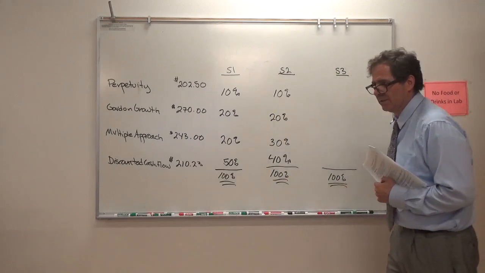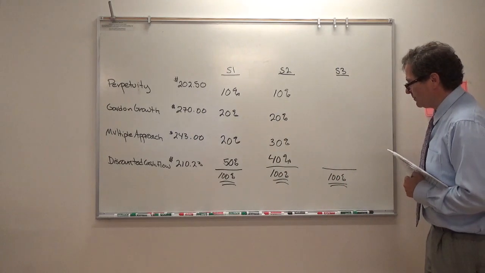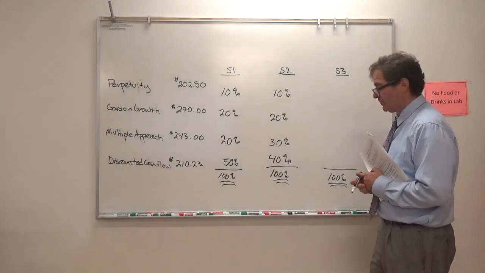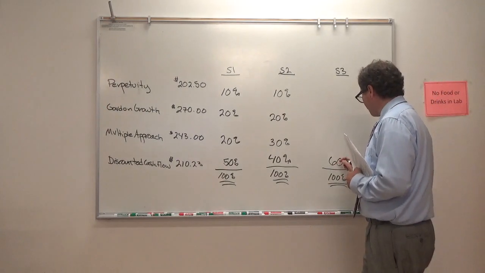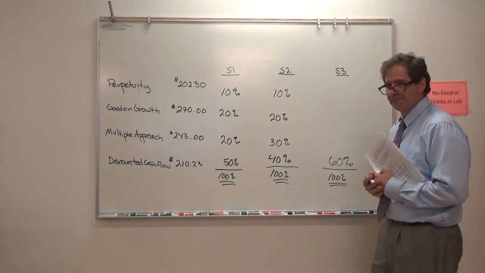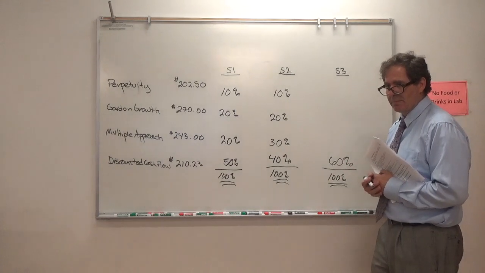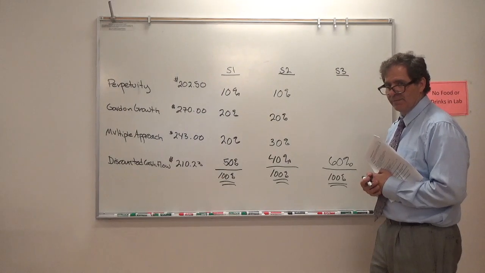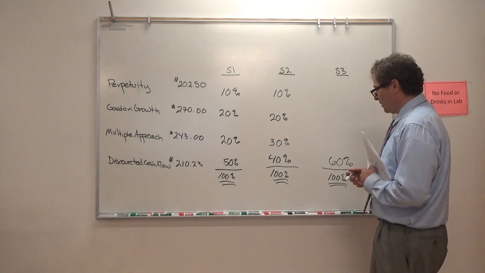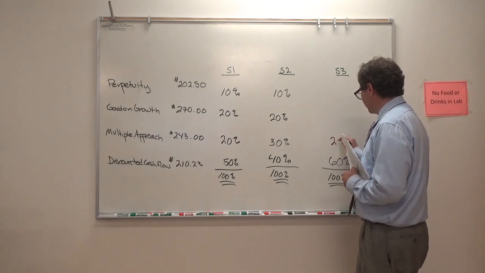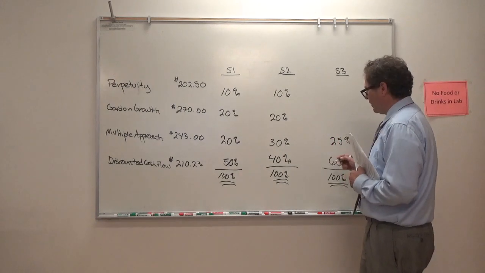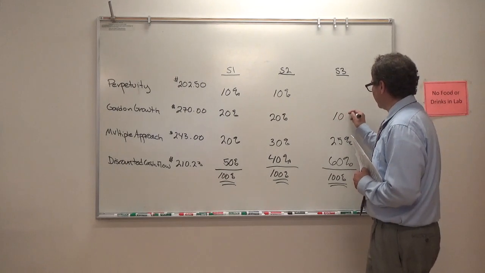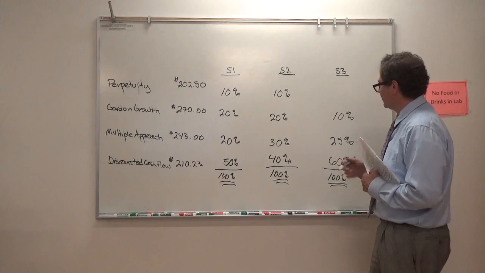Give me one more. 60% discounted cash flow. Okay. 25% for the multiple. 25? Yeah. Okay. How much for the Gordon growth? 10. And how much for perpetuity? 5.